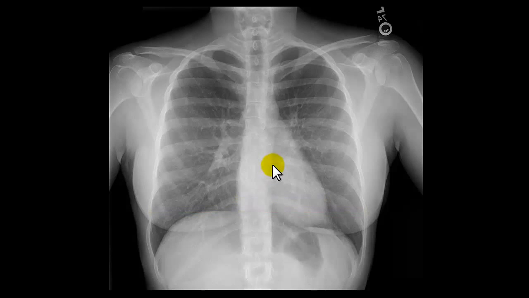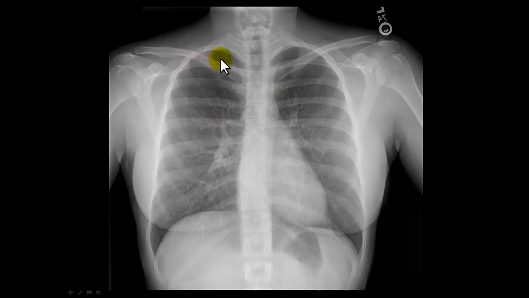Next we're going to go ahead and look at the hilum. So you take a horizontal view here and look at the hilar vessels, and the left hilum is usually slightly higher than the right. Now we're ready to look at the lung fields. We're going to start one lung at a time and then look at both together.